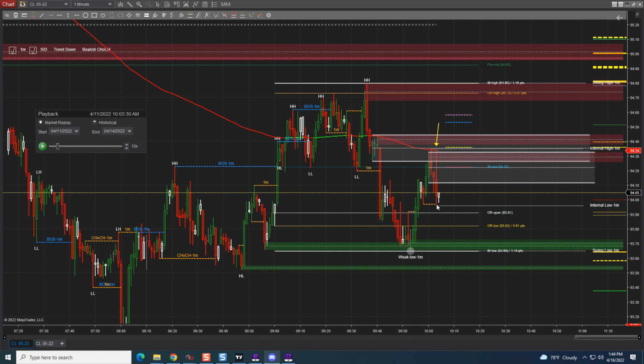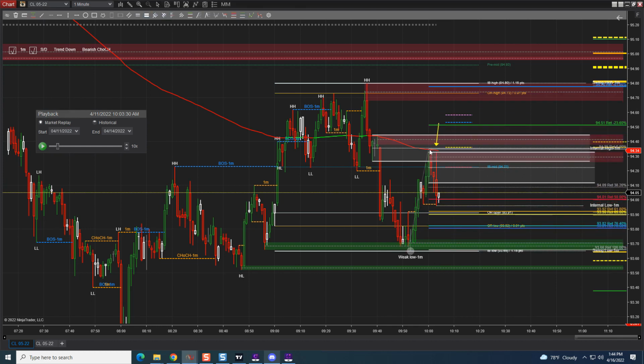We get a change of character here, because a change of character is acknowledged with a wick break, unlike a break of structure where it has to be a close above. But you'll note here we also have the 50 in the golden zone from the other side. Of course, right? There's always an algo on the other side, so we have the exact same thing happening here.